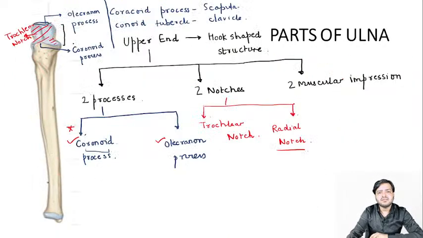Just give me a thumbs up, guys, that both the notches are done and both the joints are also done with these notches. Okay, now coming on to the two muscular impressions. The muscular impression is the supinator fossa.